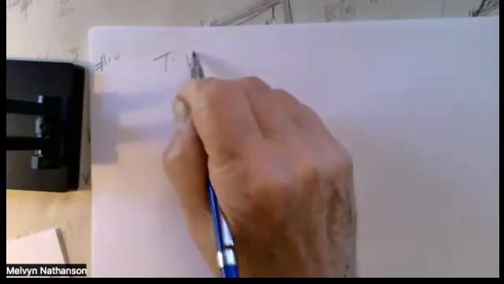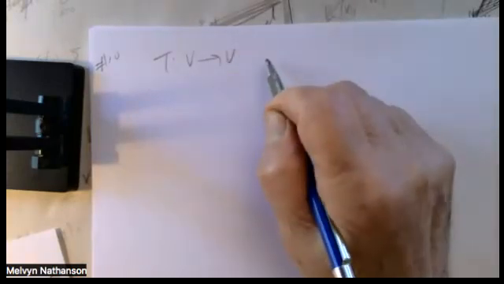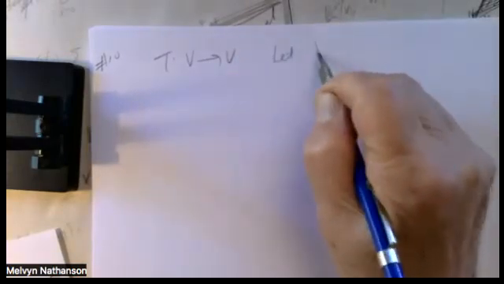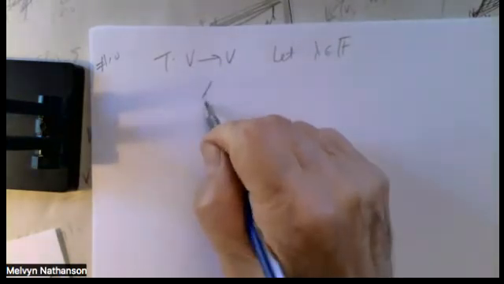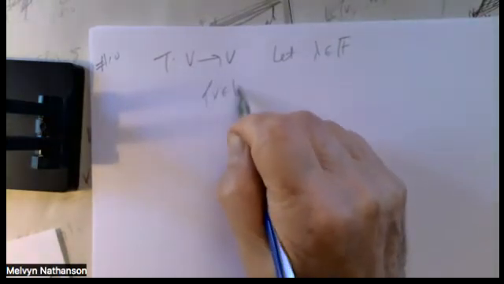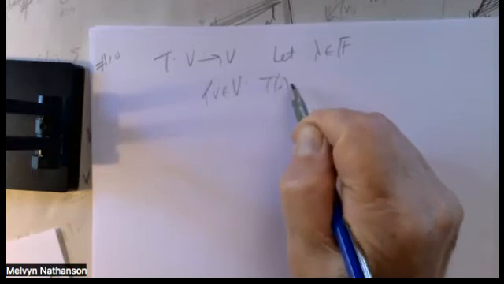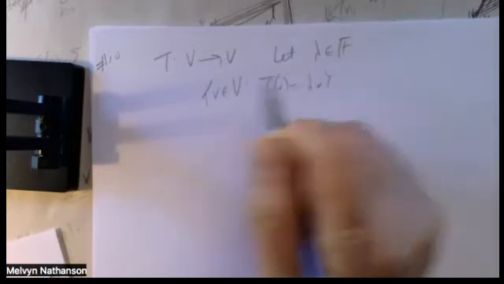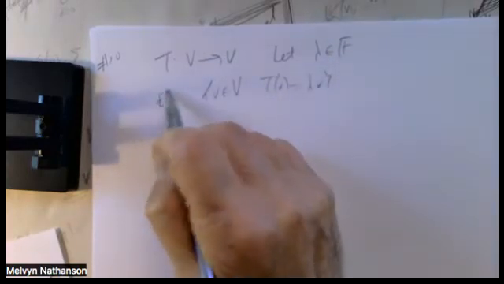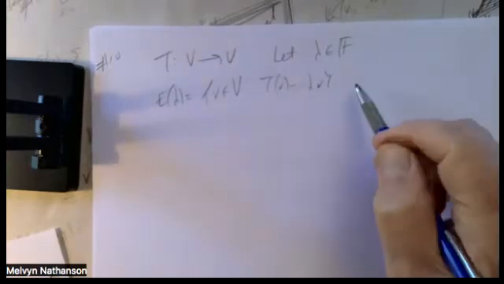Let's look at problem 10. If you have a linear operator T from V to V, and let lambda be a scalar in F, consider the set of all the vectors in the vector space such that T of v is lambda v. This is what I called E of lambda.